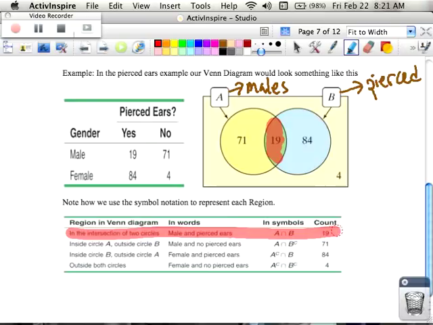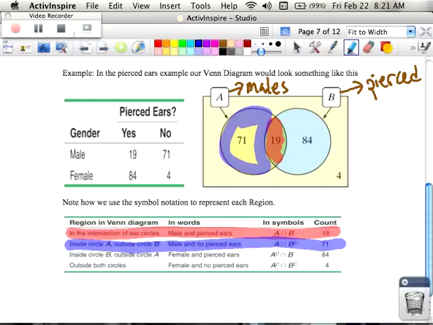the sample space was. In the second example, they are talking about what is the probability, or how many people are both being male but not having their ears pierced. That's this thing right here. Notice how they represent it. Males is A, and is the intersection symbol, and not pierced is the B with the complement. So the C means not. And they're talking about the space over here. Here are the males that don't have pierced ears. There are 71 of them.